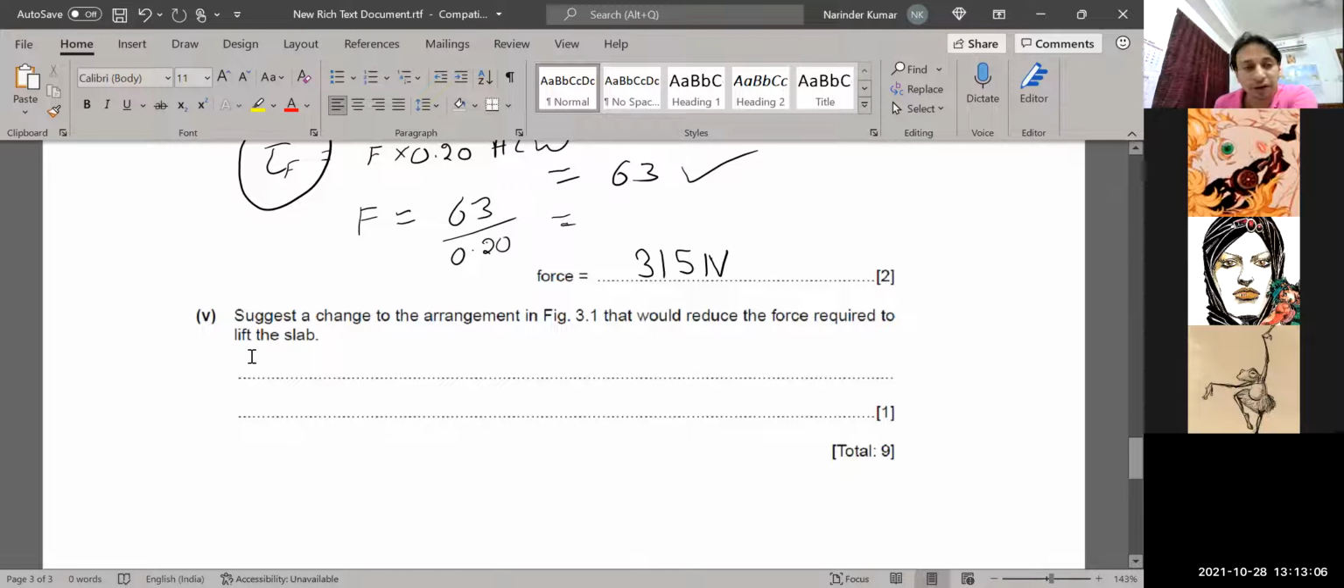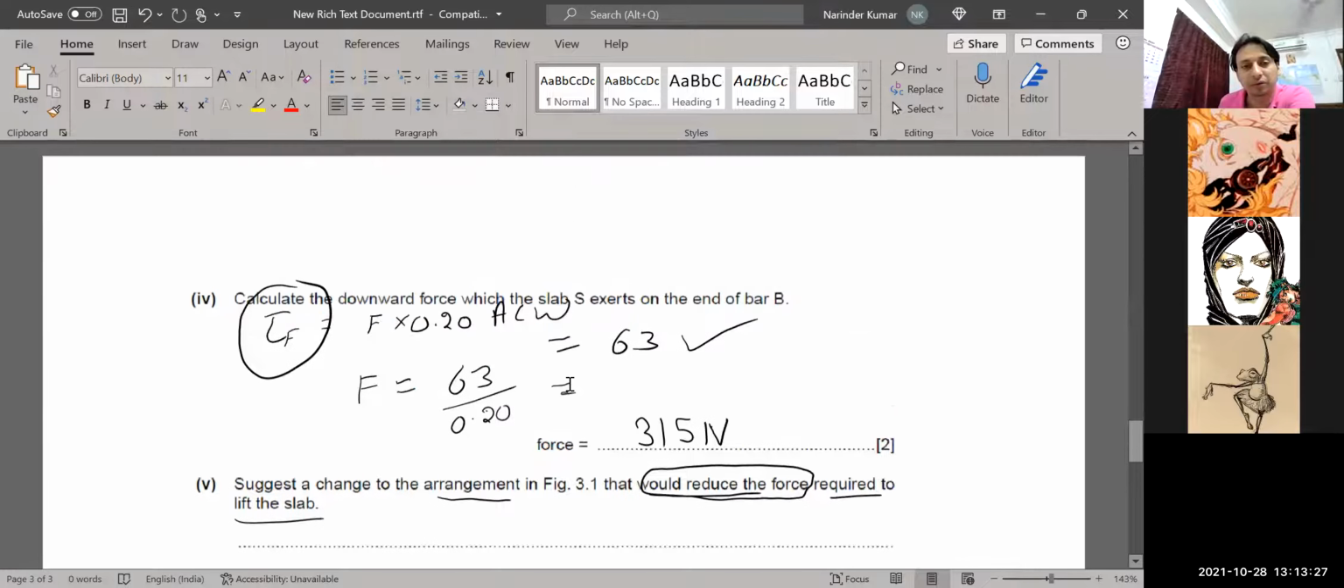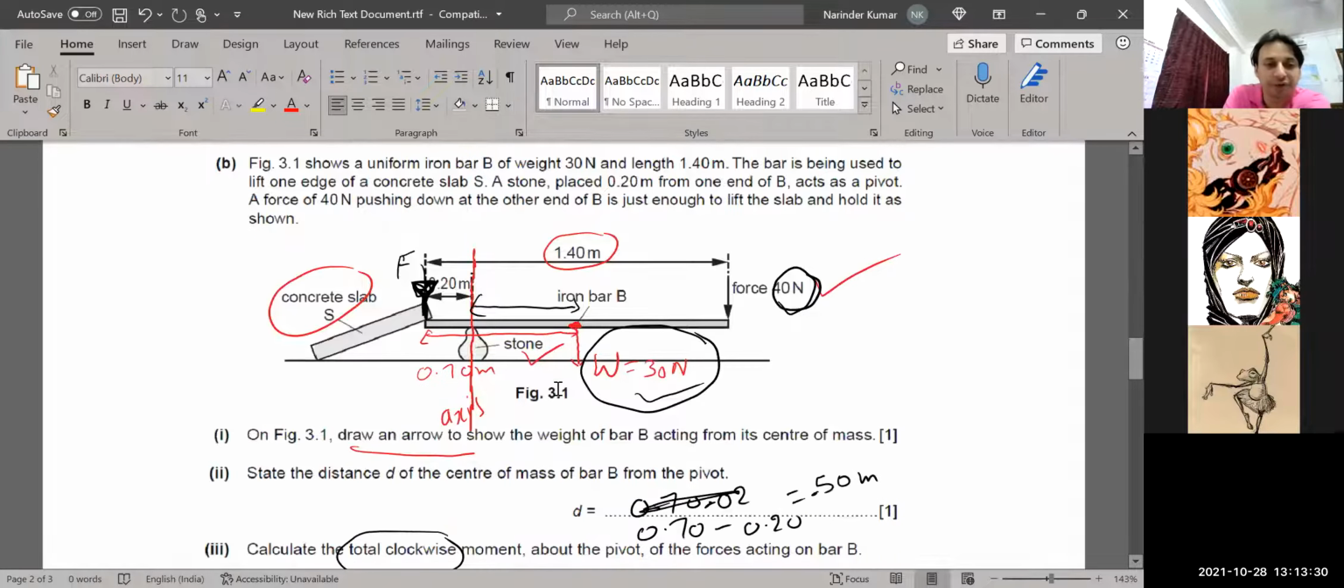Last part, children. Suggest a change to the arrangement in figure 3.1 that would reduce the force required to lift the slab. What changes do you want to make so that it would reduce the force required to lift the slab? Increase distance. The slab is here, children. You want to lift it, and what changes? What distance? Does the pivot need to be moved to the right side or the left side? Left.